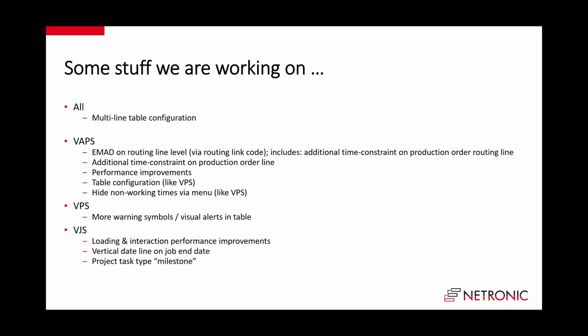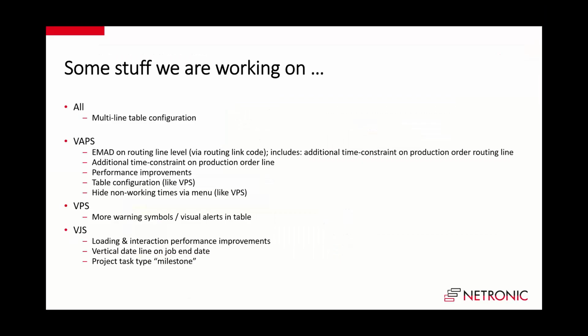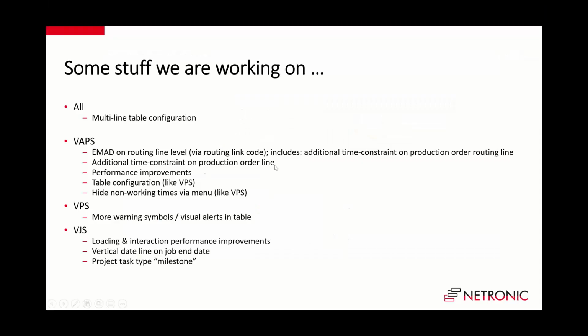With the VAPS, we will continue performance improvements, both with respect to EMAT, but also with respect to how long it takes to calculate a schedule with all the automatic scheduling functions that we have. There we already found some areas where we can improve, and we are already working on this. And then we also make this tabular part configurable like we have it in the VPS, so that you can not only make this multi-line, but also change the text that we have. And we will give you the capability to hide the non-working times as we have in the VPS.